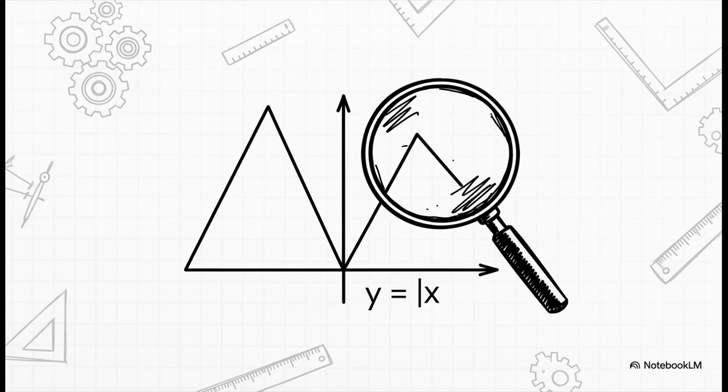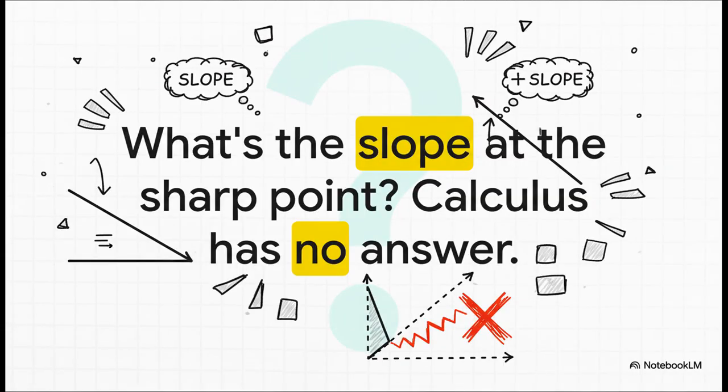And believe me, corners like this pop up everywhere in physics and engineering. If you ask a first-year calculus student, hey, what's the slope, the derivative, at that exact point? They'll tell you it's undefined. The slope from the left is -1, the slope from the right is +1. So at the corner itself, calculus just gives up. Our standard tool is broken.